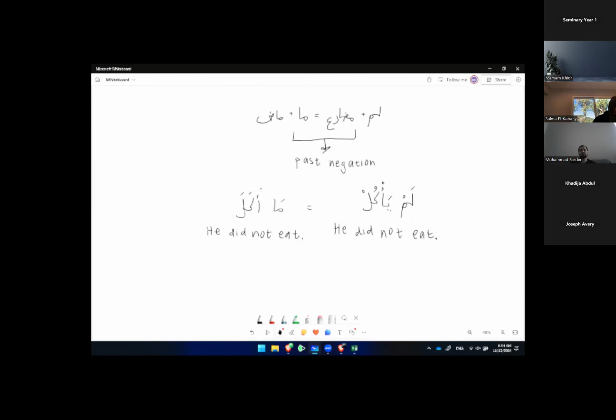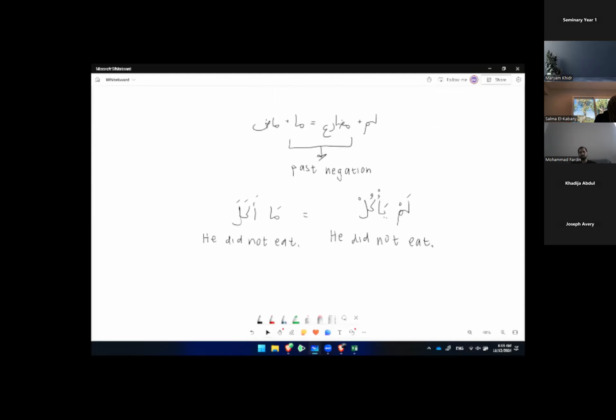So it's one of those things that you just have to mentally shift in your brain, which is that a mudari' verb, when it is used with lam, will mean past negation. That's just the way it is. Even though it's a mudari' verb, and mudari' generally means present/future, when it's used with lam, it means past negation. Lam ya'kul, ma akala. He did not eat. Past negation is our definition of lam.